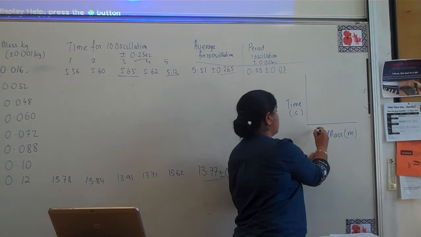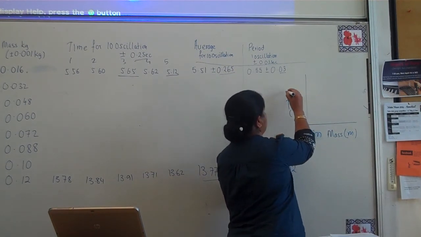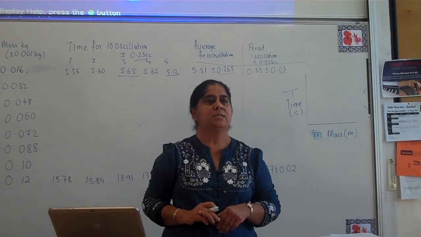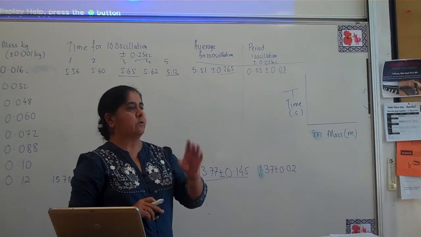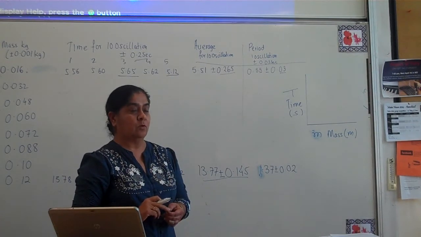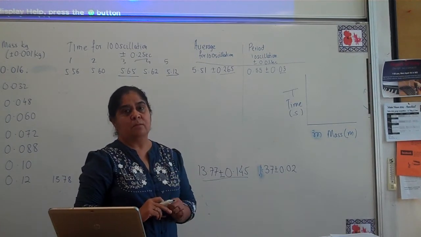So for mass, we will put maybe little m or big M, whatever you like. This one we will prefer to put as capital T because in physics, period is always referred to by capital T. So give that as a symbol.